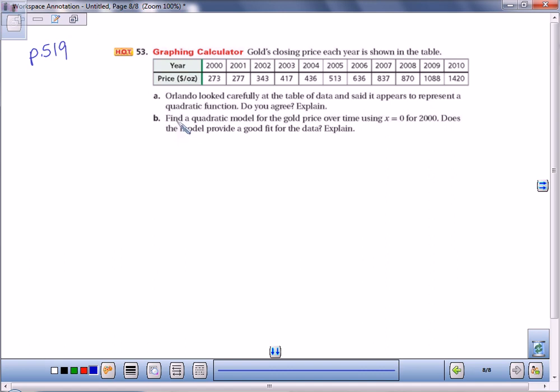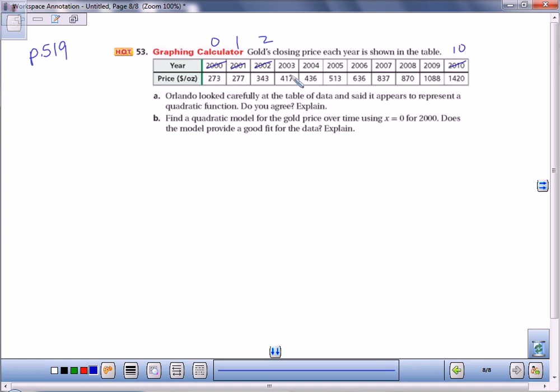Now let's go ahead and find a quadratic model for this. It said use x equals 0 for the year 2000. So here, when I enter my data, this will be 0. Therefore, 2001 would be 1, and this would be 2, all the way up to 10.